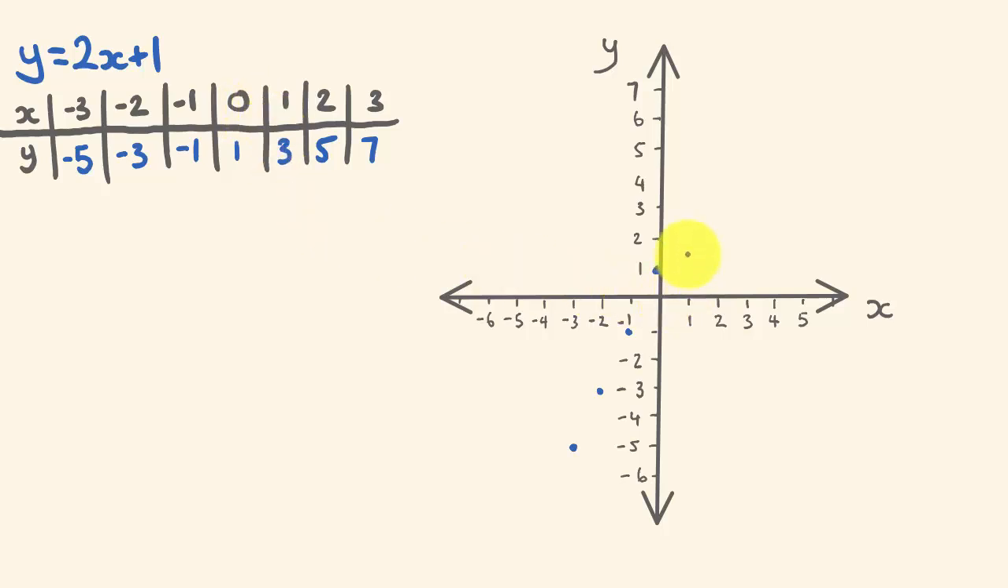Where x is equal to 1, we have y equal to 3. Where x is equal to 2, we have y equal to 5. And where x is equal to 3, we have y equal to 7. So we have this nice straight line. I'm going to draw it freehand. We'll see how that goes. Not too bad.